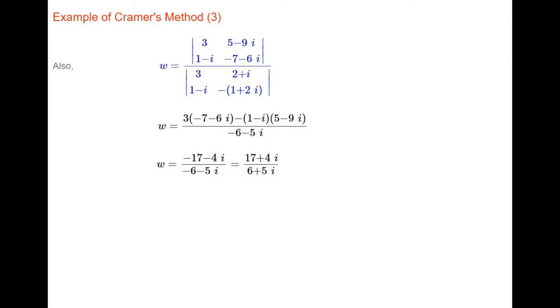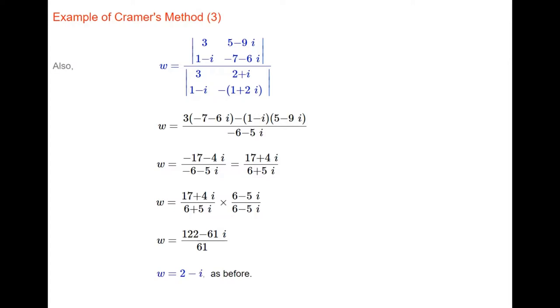Now, there's a lot of minus signs there. We can get rid of them by multiplying top and bottom by -1, and that will give us (17 + 4i) over (6 + 5i). And then to divide by 6 + 5i, we multiply by (6 - 5i) over (6 - 5i). That all works out to be 122 - 61i all over 61, and that's w equals 2 - i as before.